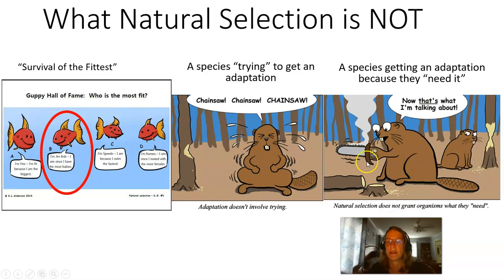And this one gets to this a little bit more. You don't get a mutation because you need it. Natural selection acts on the variation that's already there. So what happens when a species needs a mutation and they don't have it? The species goes extinct. That's what happens. They don't get a mutation because they need it to survive.